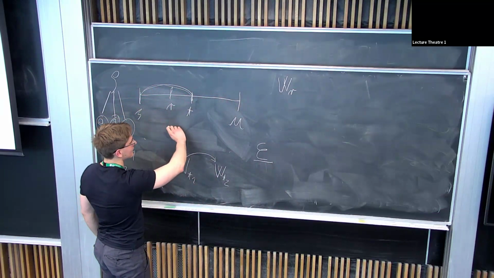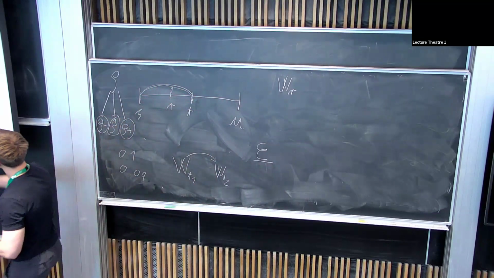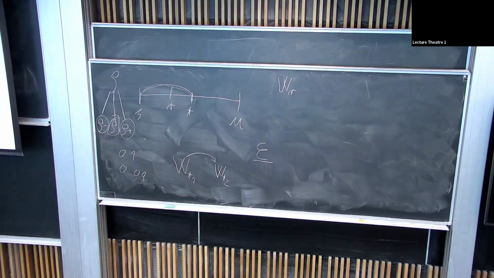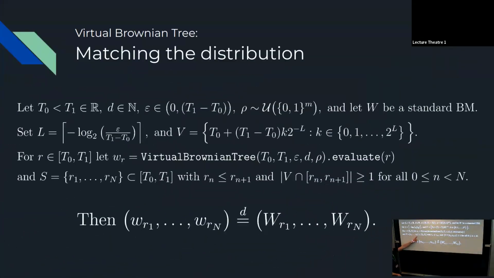And then essentially what this says is that if you have some set of query times R1 to Rn, such that between each Rn and Rn plus 1 there is at least one dyadic point, so dyadic points of this form, then the joint distribution of all of your samples from the Brownian motion will be the same as the joint distribution of an actual Brownian motion at those times. And this can be anything, they just can't be too close together, essentially.